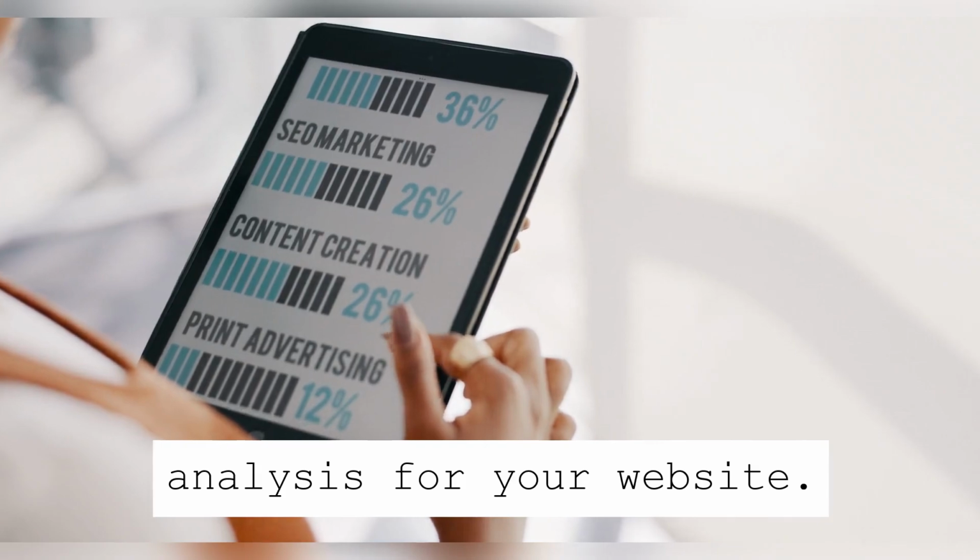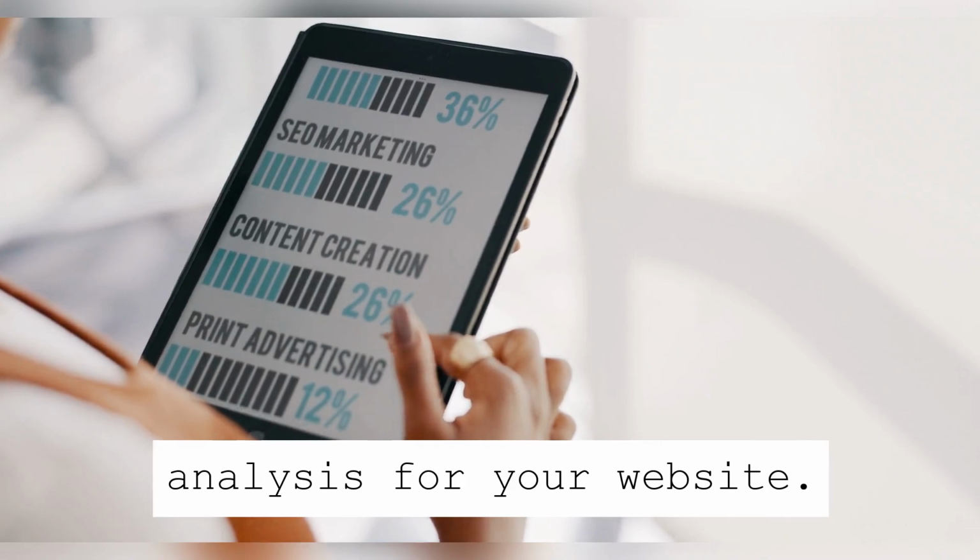In today's digital age, having a strong online presence is crucial for any business. And one of the most important aspects of online marketing is search engine optimization, or SEO. In this video, we'll be discussing how to analyze your competitors' websites and identify gaps in their SEO strategies. Introduction to competitive SEO analysis.